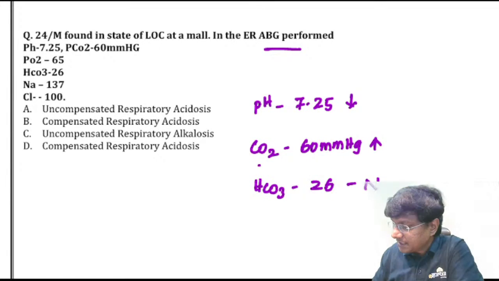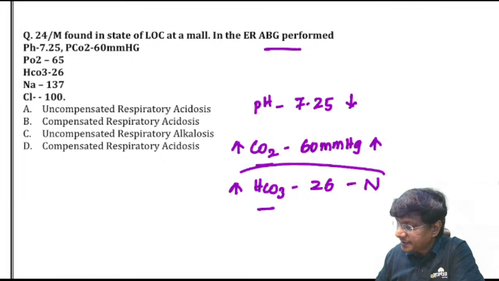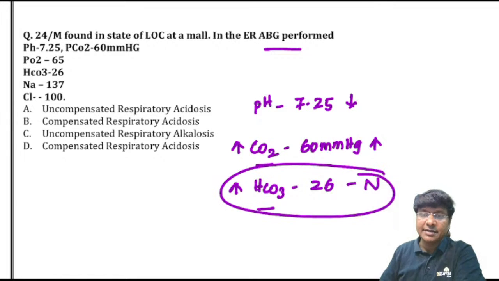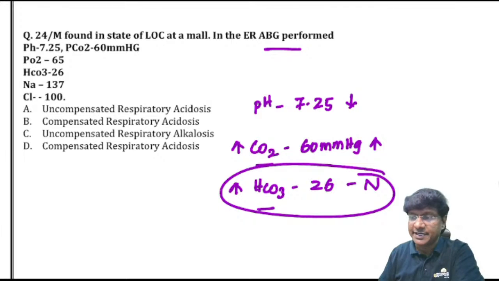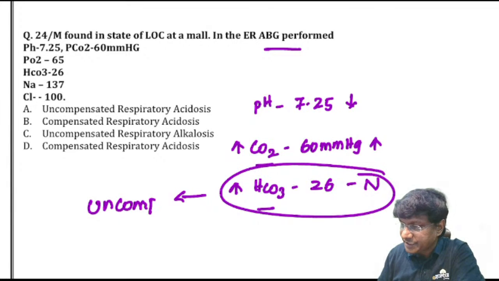Carbon dioxide has increased, but your bicarbonate did not change at all. Actually, when carbon dioxide increases, bicarbonate should also increase as a compensatory event. But bicarbonate did not change. The normal value of bicarbonate is 22 to 26 milliequivalents per liter. So bicarbonate did not change at all, which means it is uncompensated. Very good, Jairam, as well as Metroid and Elsa.